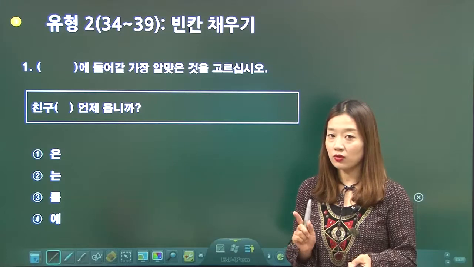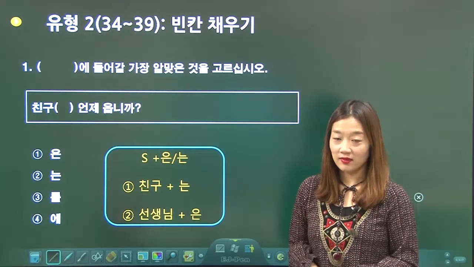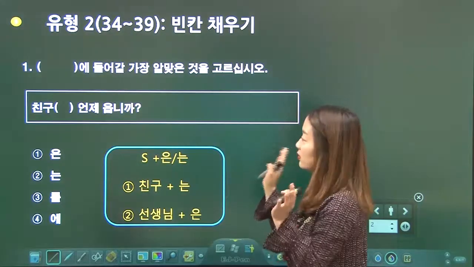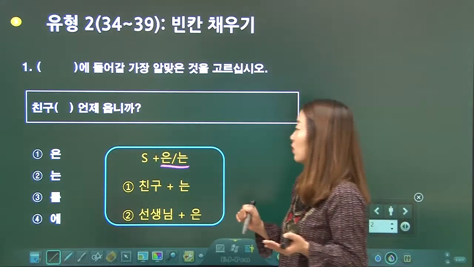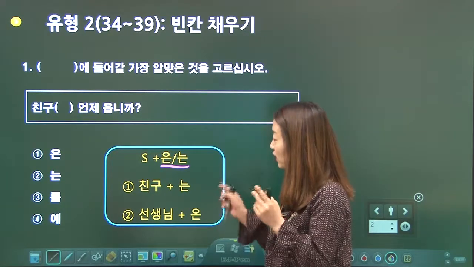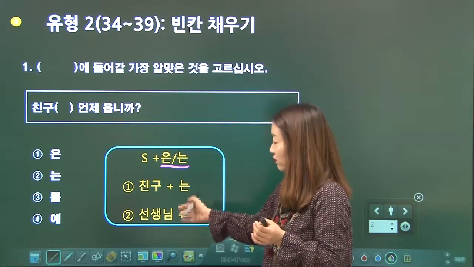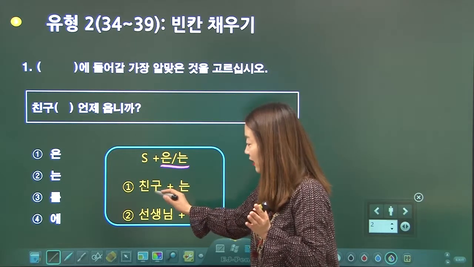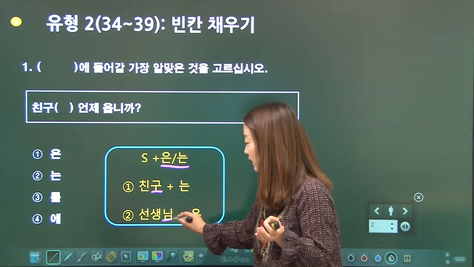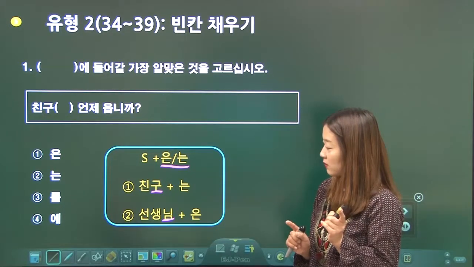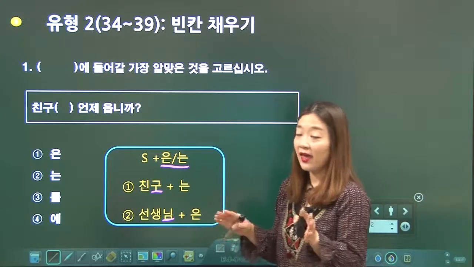So how can you choose which is right for that blank? Alright, the answer is, okay, before that, I'm going to let you know. Subject plus 은, 는. I told you this is the subject marker. The subject marker has two forms, but we need to choose the right subject marker for 친구. So here you go, 친구. You can look at the last letter, 구, and then 선생님. Also, you can look at the last letter of 선생님, 님. So can you find the difference between 친구 and 님? That's right. The 친구, 구 doesn't have any 받침.